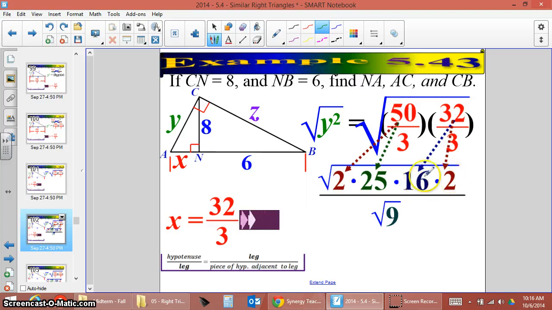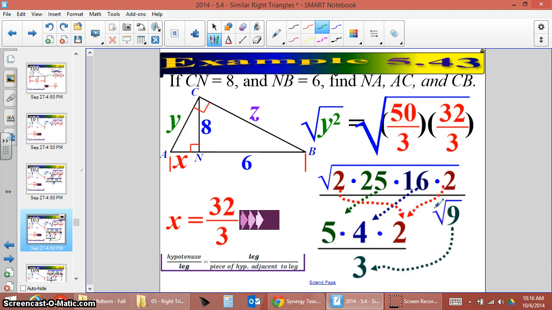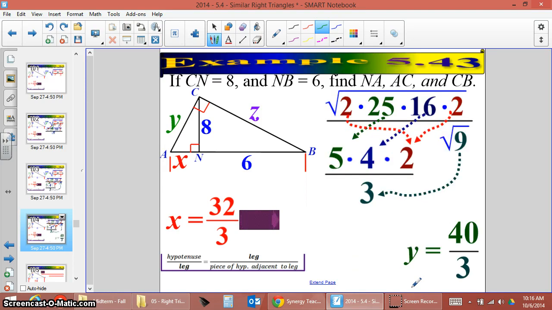Now 16 is 4 times 4, and 25 is 5 times 5. So I can pull those out individually, and we know that 9 splits to be 3 and 3. So that's just 3 on the bottom. So when I go to my next step here, you'll see I've got 5 times 4. Uh-oh, I've got a pair of 2's even. Check that out. I've got a pair of 2's. I can pull that out, and I'm left with 5 times 4 times 2 over 3. And that gives me 40 over 3. That's my y value, 40 over 3.